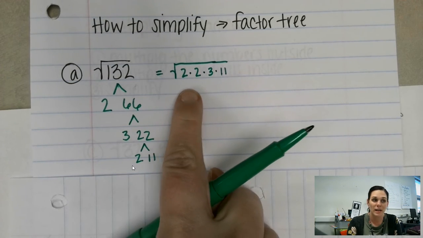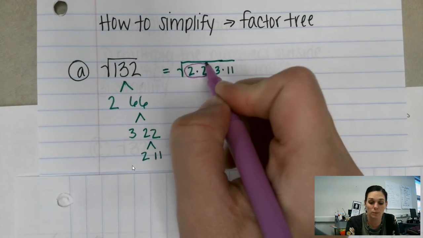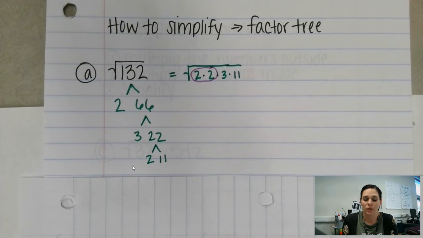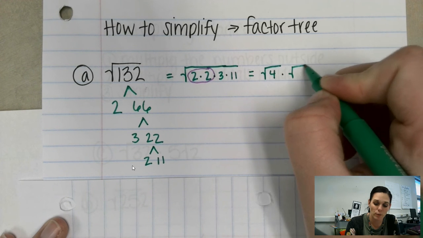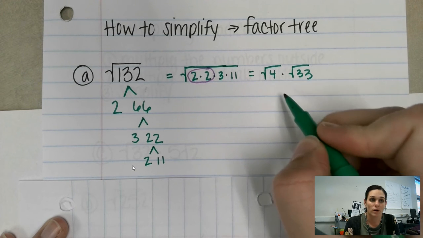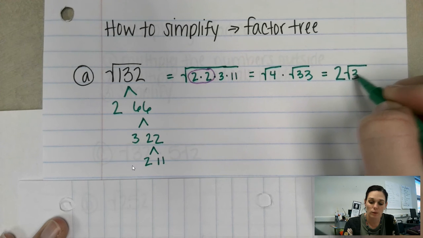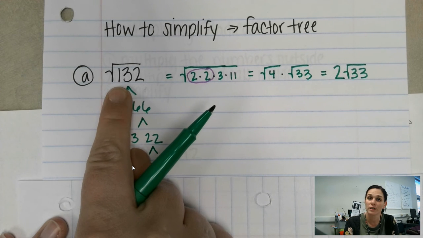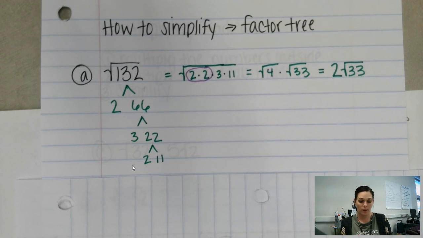So now what I'm going to do is analyze these factors. Again, I'm looking for perfect squares, and I'm also looking if there's a repeat of a number. So 2 times 2 would be perfect because 2 squared, right? 3 and 11 can't be combined any further. So this would then become the square root of 4 times the square root of 33. And all I did was combine this 3 and 11 together to make 33. 4 is a perfect square, so the square root of 4 is 2, and we get the square root of 33. So the square root of 132 would simplify to be 2 times the square root of 33.